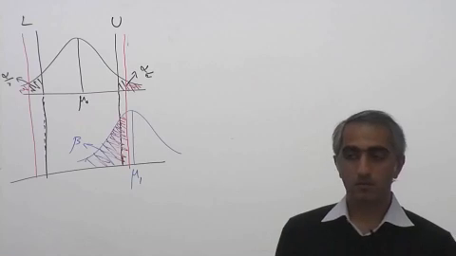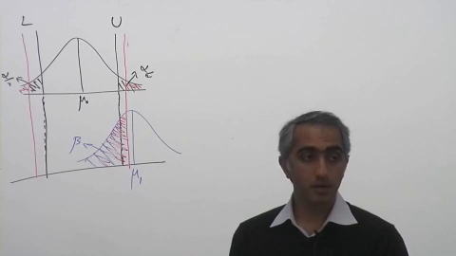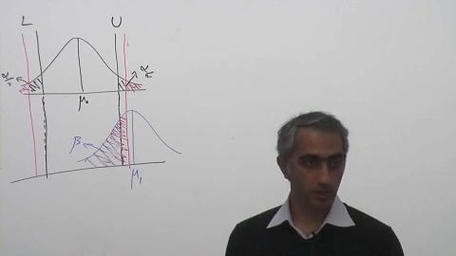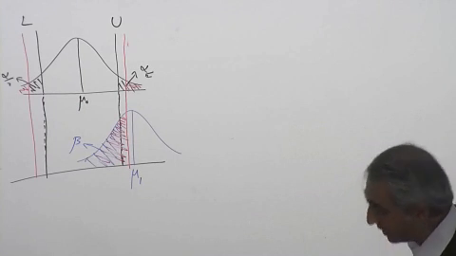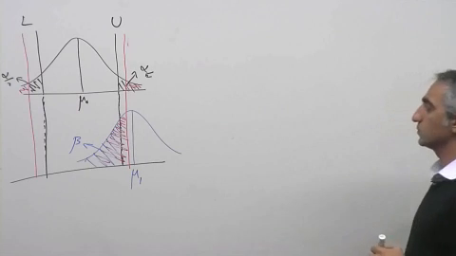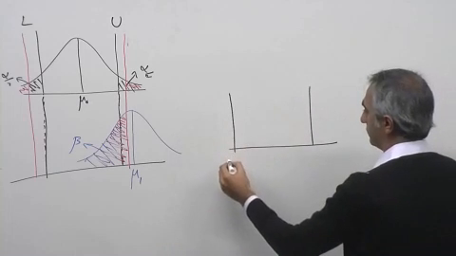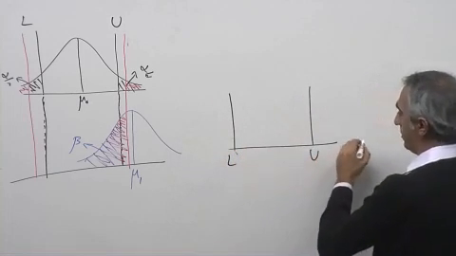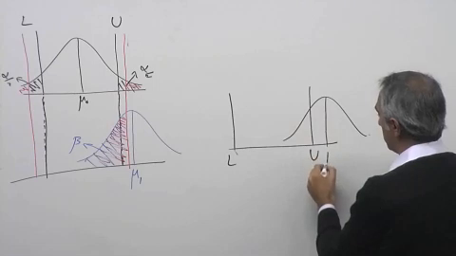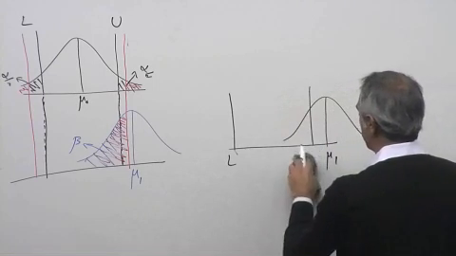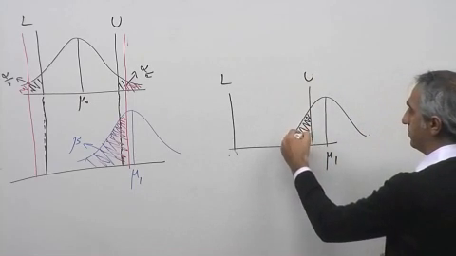So that's why we usually fix alpha. And in order to reduce beta, we increase the sample size. So if you fix alpha, then by increasing sample size, you can decrease beta. And here is the reason. This is lower and upper, and let's say this is mu1. This is L and U. This is your beta.